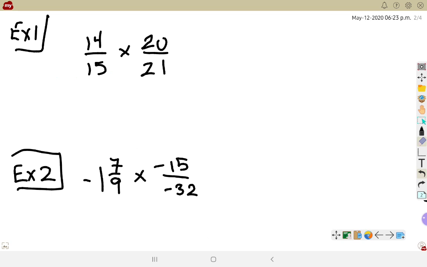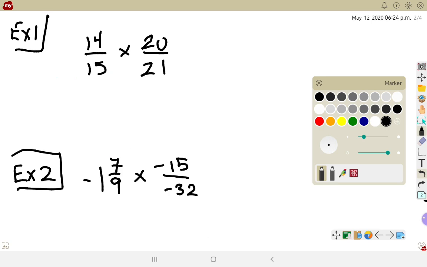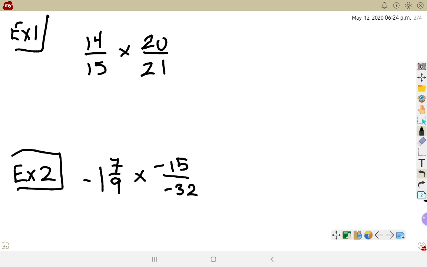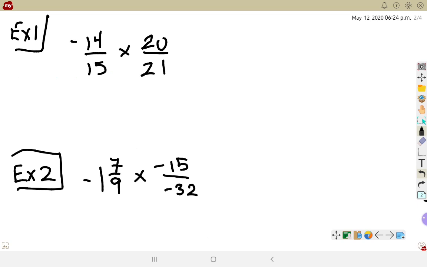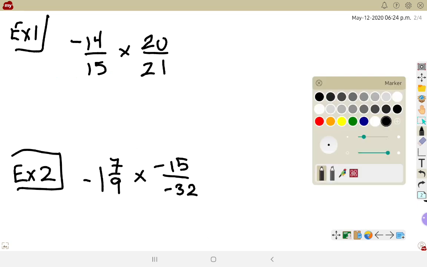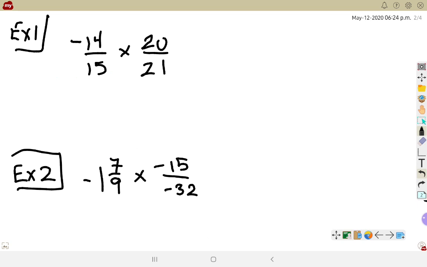So starting off, we've got negative 14 over 15 times 20 over 21. So 14 over 15 is in lowest terms, and 20 over 21 is in lowest terms. But what that multiplication sign is pointing at is letting us know, and my apologies here, I need to have the negative in. Otherwise, there's no point in doing this example. What I have here, though, is my numbers that are across from one another are not in lowest terms.